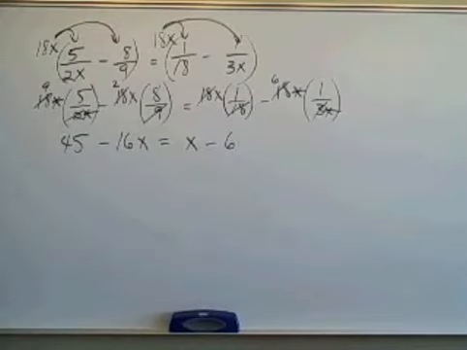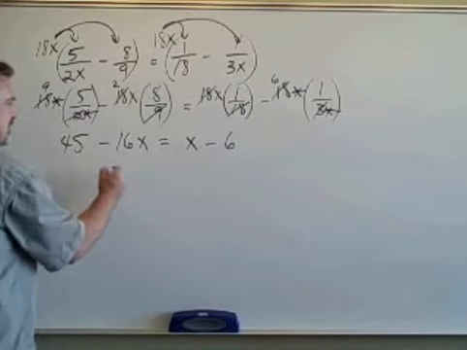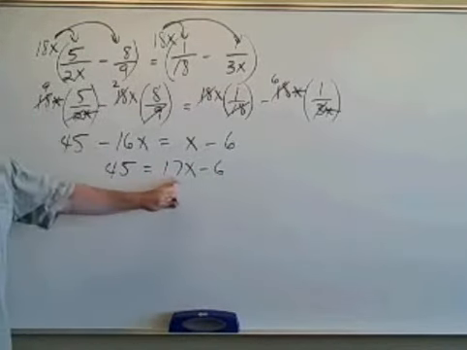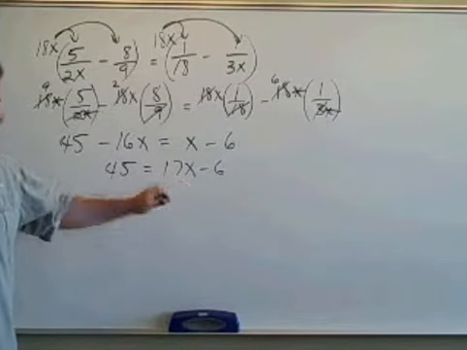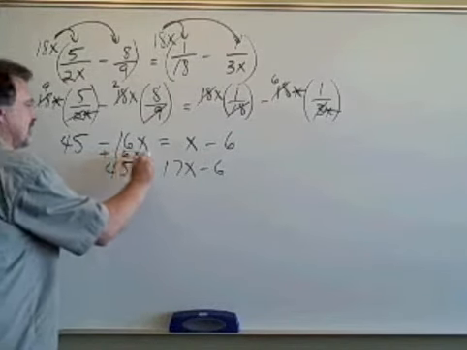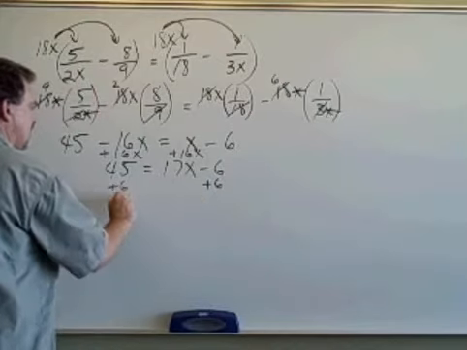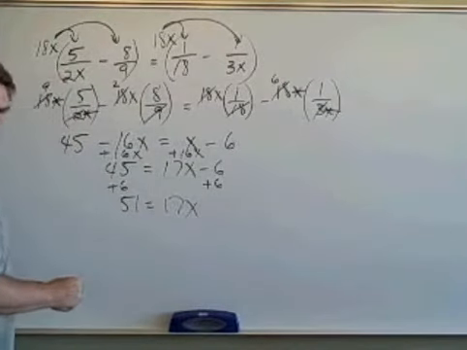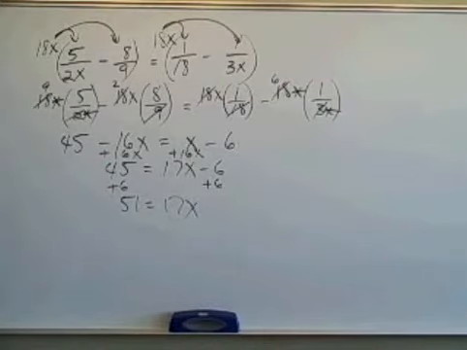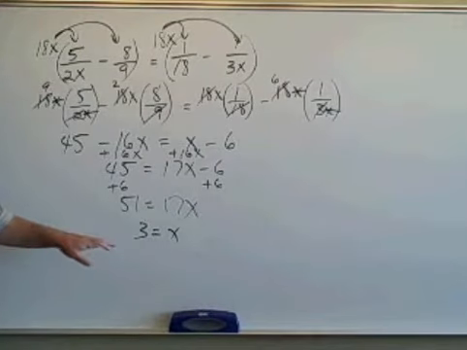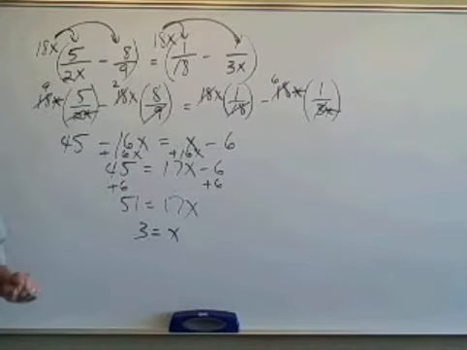Now we can just go through the process of simplifying this. Let's add 16x to both sides so that we only have the variable in one term. And again, I did that by adding 16x to both sides, kind of doing a little shortcut, leaving out that extra step, and then I put it back in just to make sure you understood it. And now let's add 6 to both sides. So we have 51 equals 17x. When I divide both sides by 17 to get a coefficient of positive 1, I have x equals 3. So the solution to our rational equation is x equals 3.